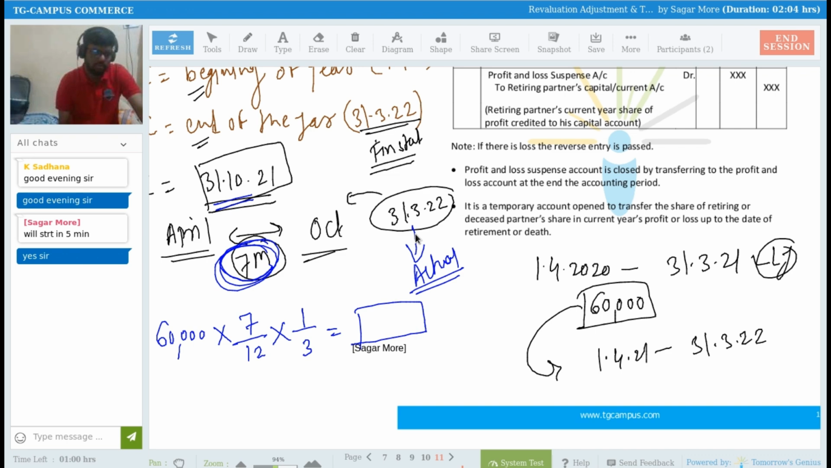Understood? Yes, sir. But can't we just give the partner his share at the end of the year with interest? No, you cannot. See, you have to do accounting.